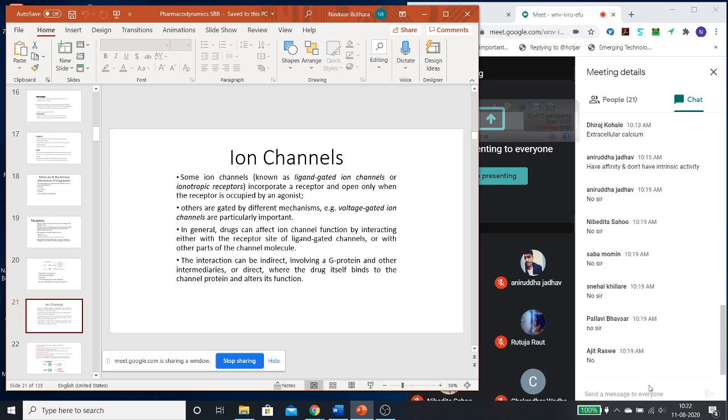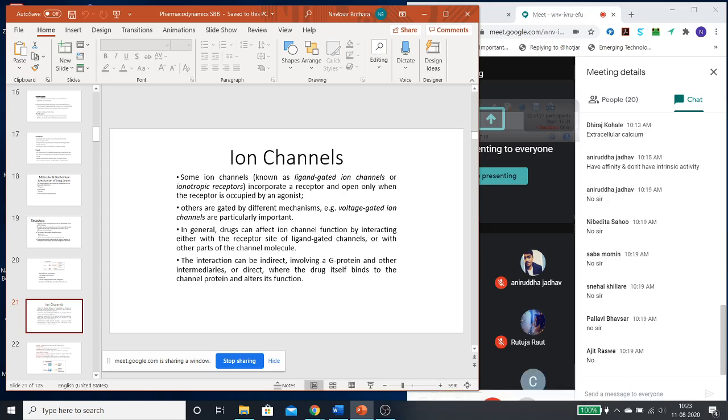And there is the other one which we have just now discussed. For example, the interaction can be indirect, where it involves a G protein. Because of the G protein, it is causing, for example, the IP3 DAG pathway, and because of that it is opening. So this is how it can be mediated. It can be directly mediated or indirectly mediated.